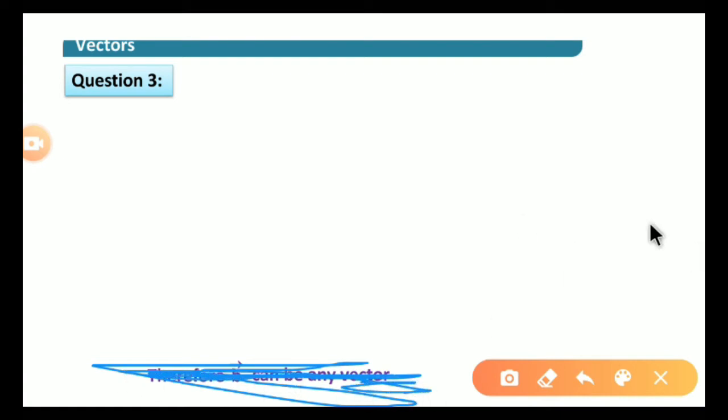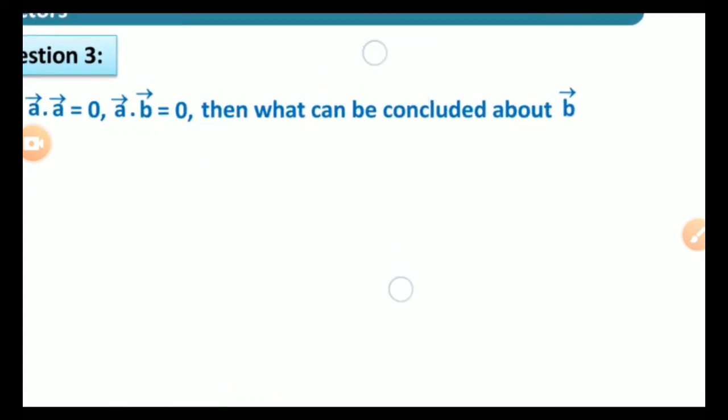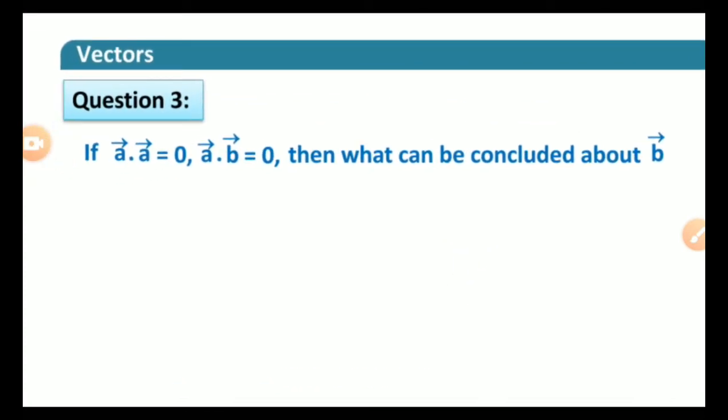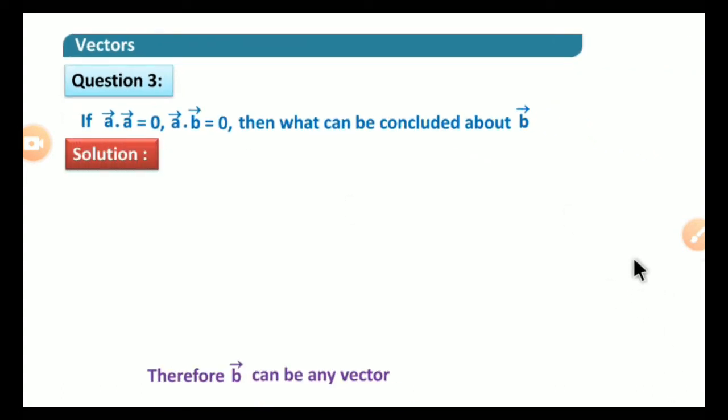So it is the value of lambda. Now we can consider the next example. If A dot A is equal to 0 and A dot B is equal to 0, then what can be concluded about vector B?